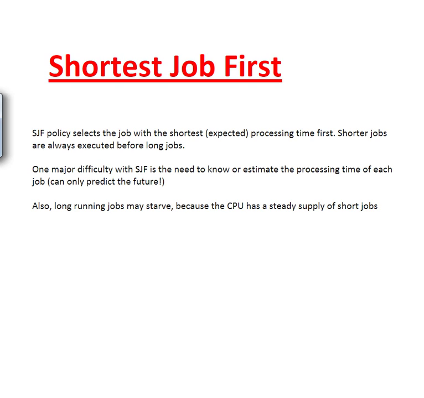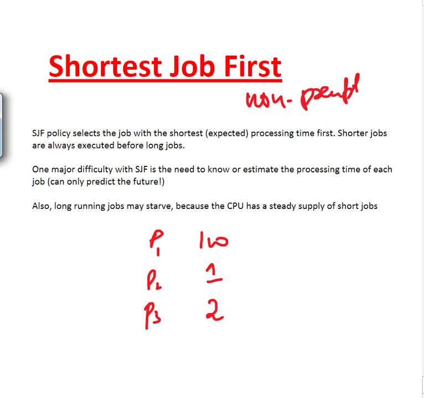Okay, now we talk about shortest job first scheduling. We saw the problem with FCFS is the convoy effect. If we have a big process, say we have processes P1, P2, P3, where P1 is of 100 and this is of 1 processing time, this is say 2, and because FCFS is non-preemptive, even this one is also non-preemptive.